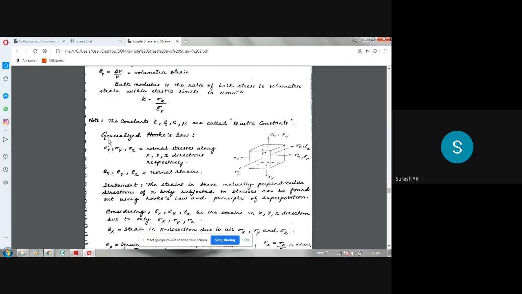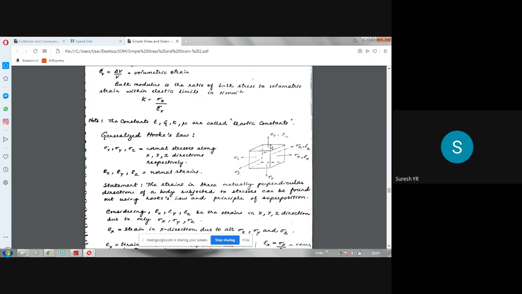Now there is one thing called generalized Hooke's law. So that Hooke's law is defined only if the stress is unidirectional. Unidirectional means only tensile force is applied in only one direction, or compressive stress is applied only in one direction. That is called as unidirectional. Whereas generalized Hooke's law is valid when the stresses are developing in all the three directions, x, y, z.